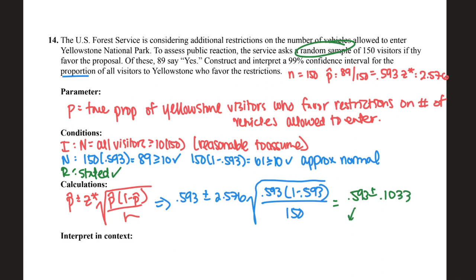To get our lower bound, we subtract that. So we get 0.4897, so I'm going to say 0.49. And then when we add that, we get 0.6963, so I'm going to say 0.70. Interpreting context, again, I'm just going to do it verbally. We are 99% confident that the true proportion of Yellowstone visitors who favor restrictions on the number of vehicles allowed to enter the park is between 0.49 and 0.70.